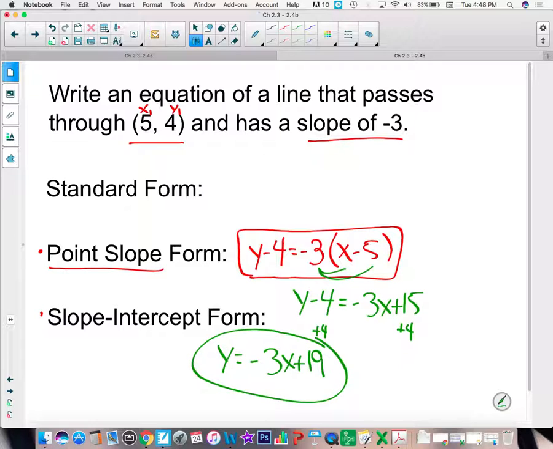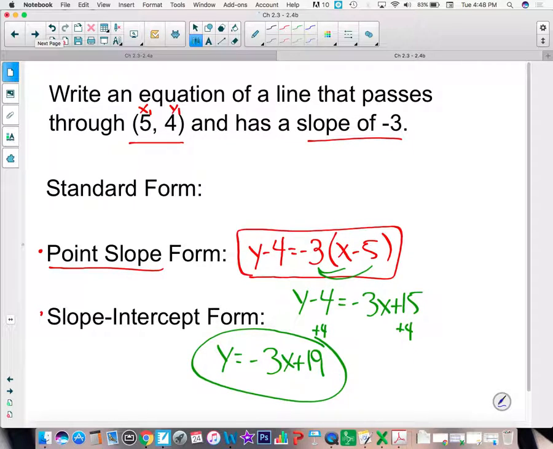Then what is the only thing we have to do to change it to standard form? Well, think about our steps for standard form. We have to have x and y on the same side, x has to be positive, and no fractions. So from here, you would just add the 3x over, and then you've got it in standard form. So pretty easy from there.